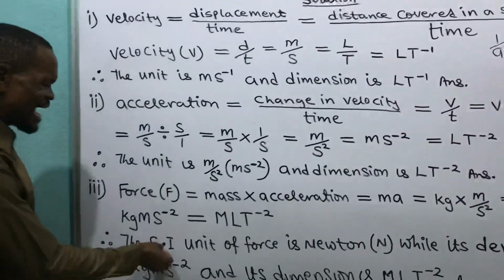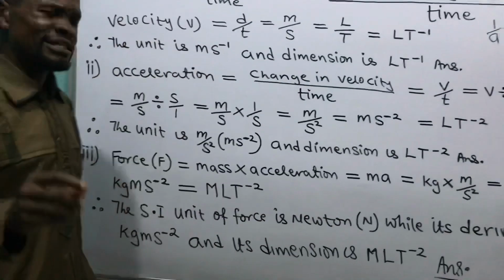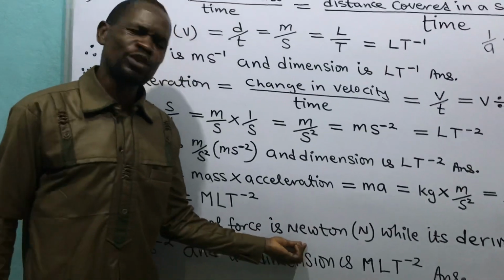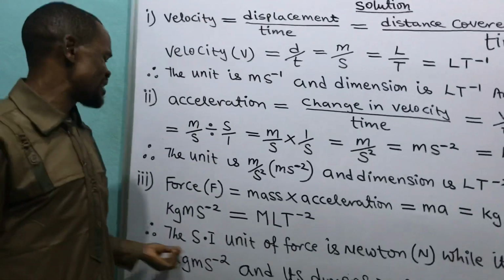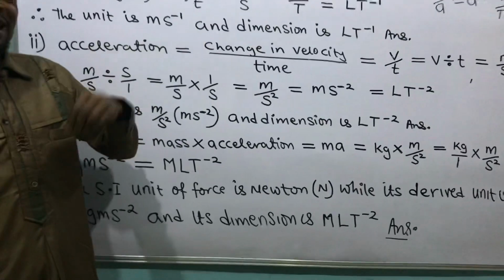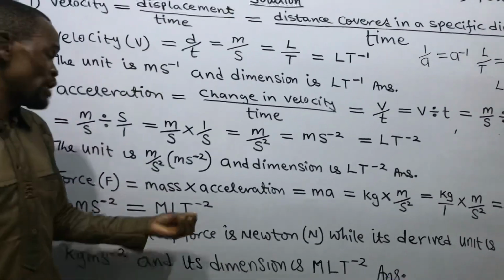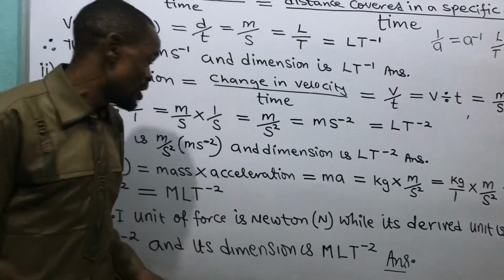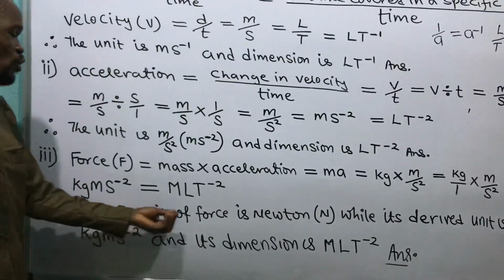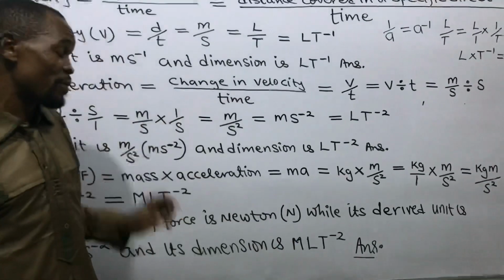And I said the SI unit. Remember, the SI unit of force is called Newton. This is in memory of Newton, who discovered force. The SI unit of force is called Newton. Newton is the name of the person that discovered force, and we use this to remember him. So we said the SI unit of force is Newton, which is capital N, which we use to represent Newton.